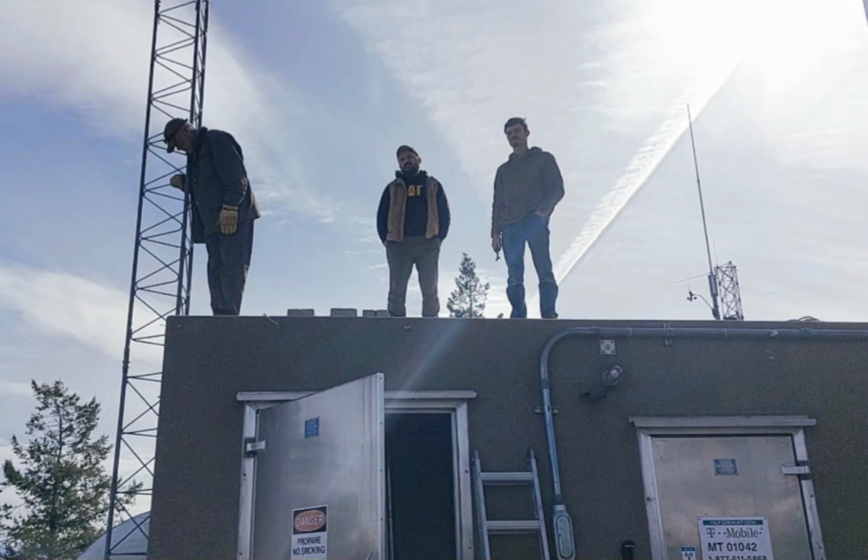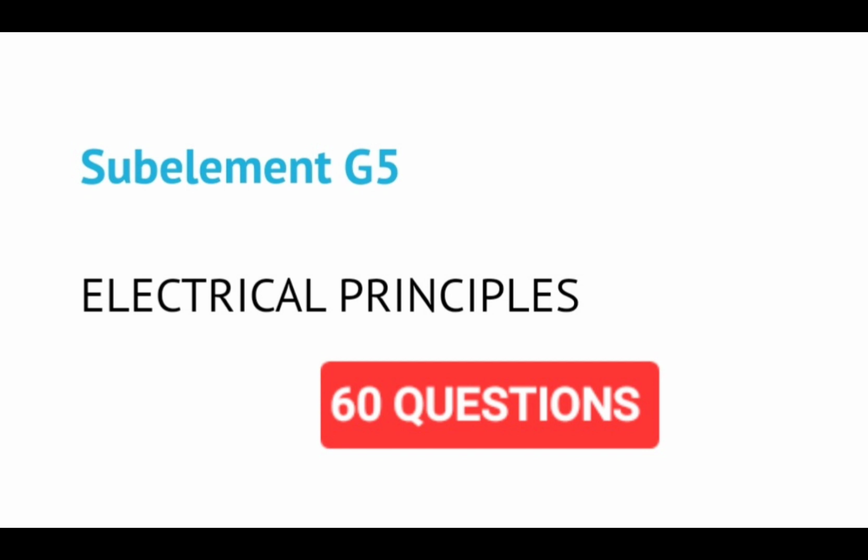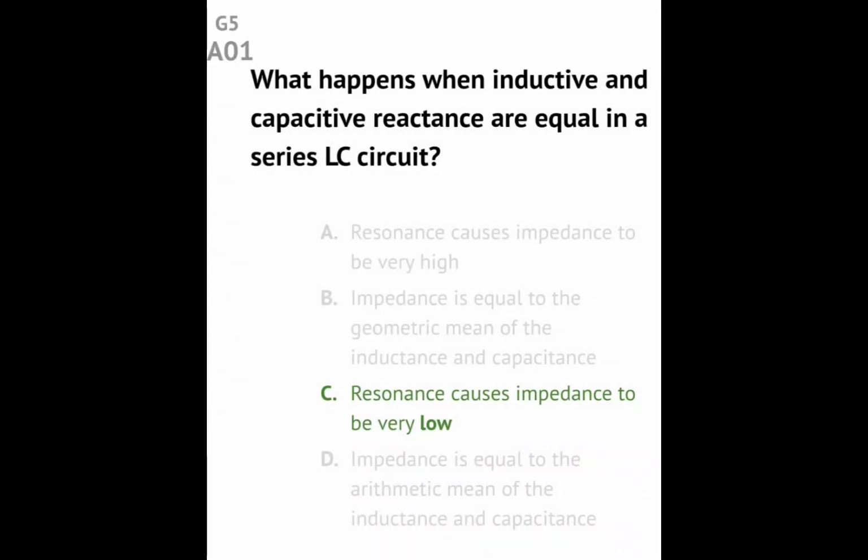This is Chapter 5. Subelement G5 Electrical Principles. Section G5A Reactance, Inductance, Capacitance, Impedance, Impedance Transformation, Resonance. Question G5A01. What happens when inductive and capacitive reactance are equal in a series LC circuit? Answer: resonance causes impedance to be very low.